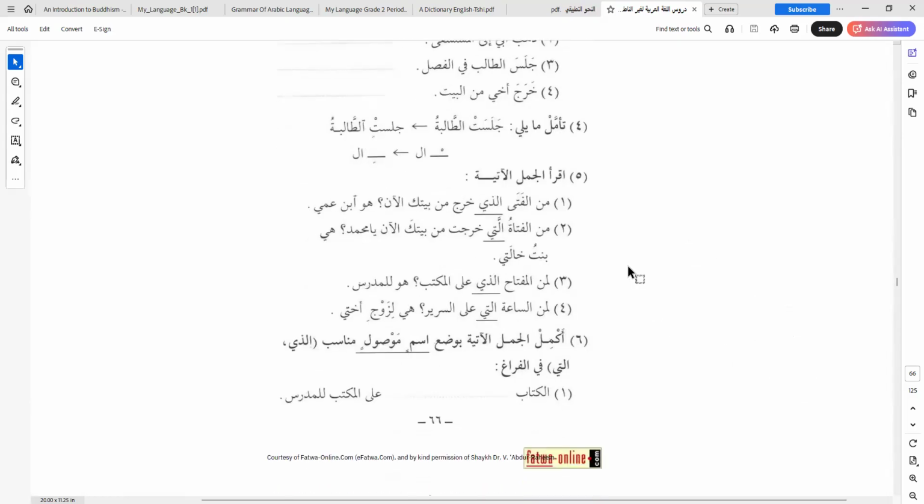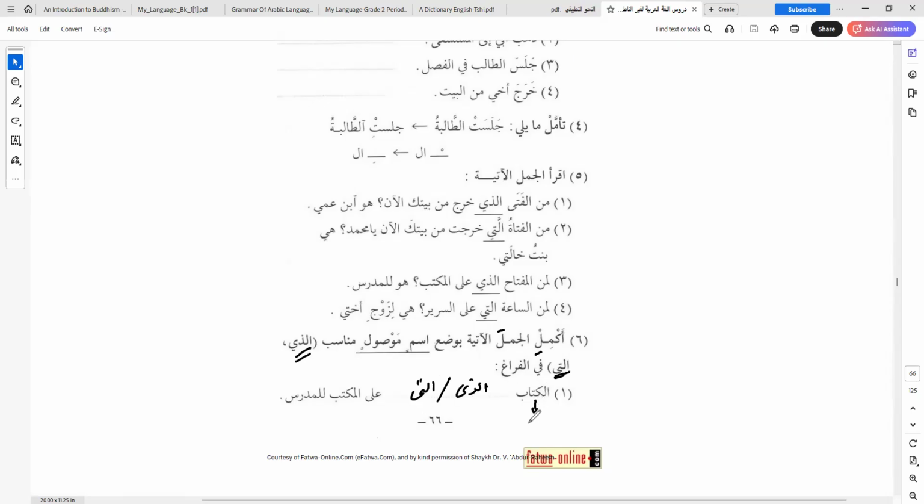So now the writer is saying أكمل الجملة الآتية. Complete the following sentences بوضع اسم موصول المناسب, by putting in the appropriate relative pronoun, الذي, التي. So الكتاب dash على المكتب للمدرس. Are you going to say الكتاب الذي, or are you going to say الكتاب التي? Which one do you pick?